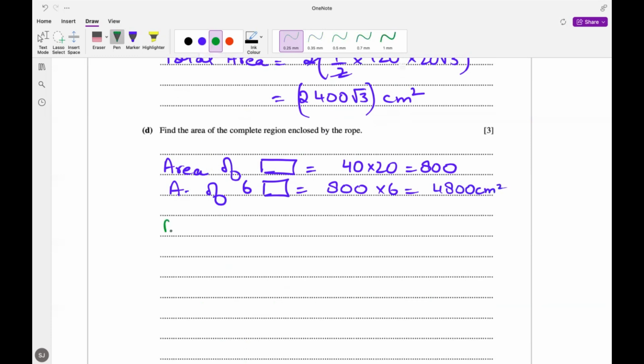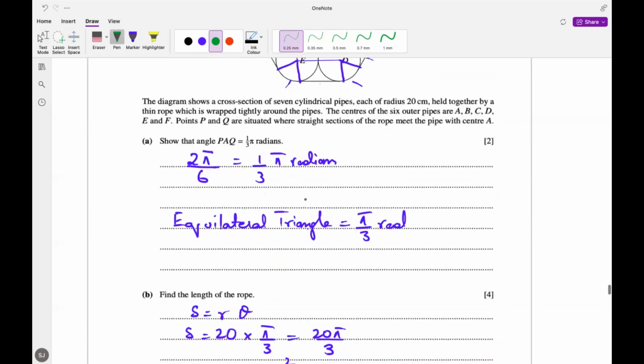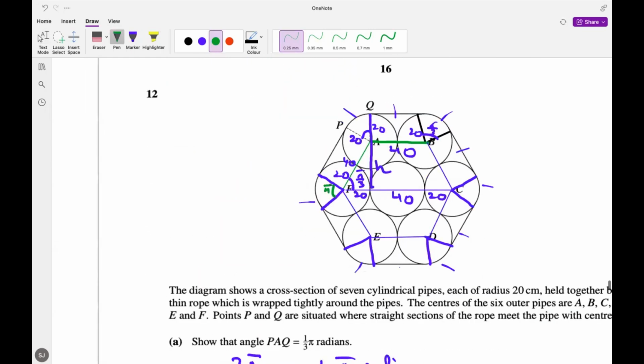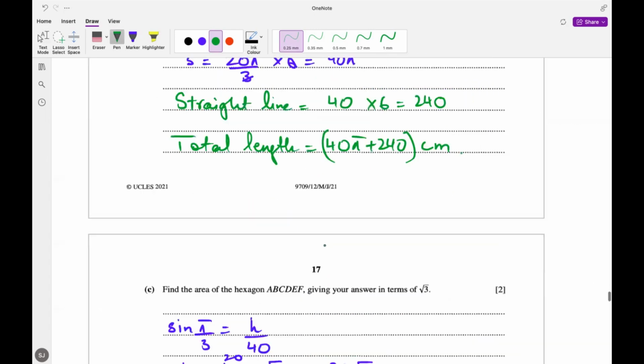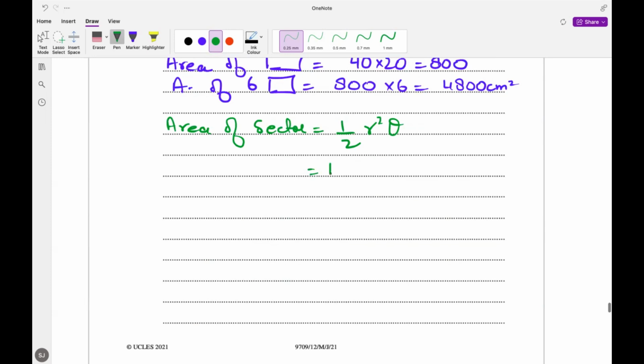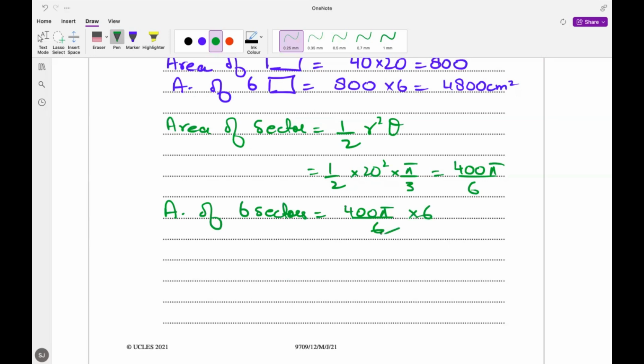Now finally finding the area of each sector. So the area of a sector is given by the formula half r squared theta. So we know that theta in each case is pi by 3 and the radius is 20. So the area will be 1 upon 2 into 20 squared into pi by 3. Simplifying this will become 400 pi upon 6. And as there are 6 sectors, the area of 6 sectors will be equal to 400 pi upon 6 multiplied by 6. Cancelling this, the total area of the 6 sectors will be 400 pi.